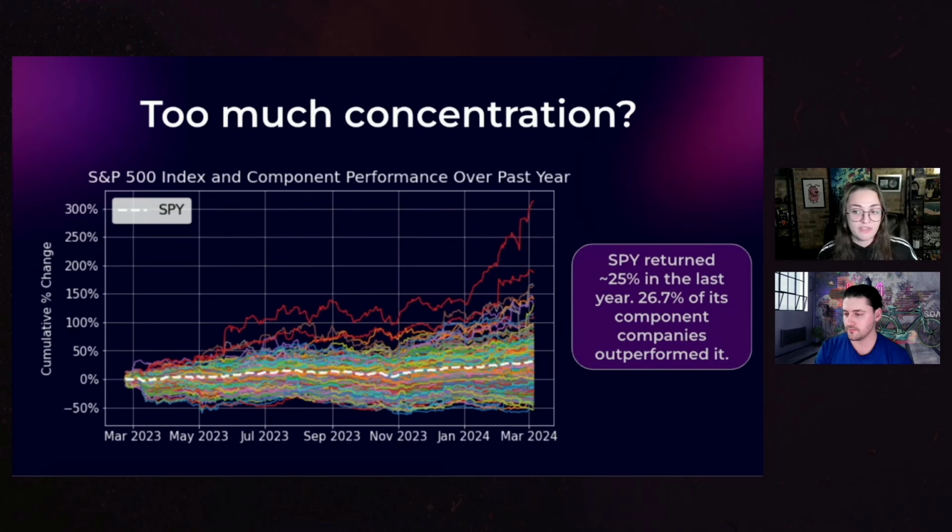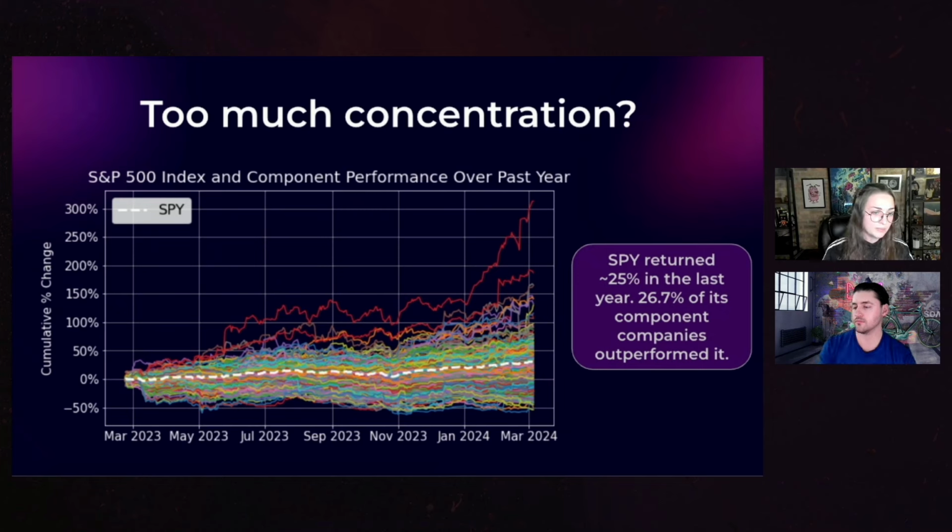It returned about 25% in the last year, and only about a quarter of its components outperformed the market. So the majority underperformed compared to the market. So that basically means that the top quarter of the performers in the S&P are sort of propping up most of the index, right? Yeah. With a particular concentration in the top holdings of the index, right?